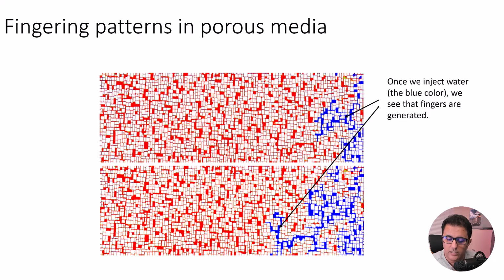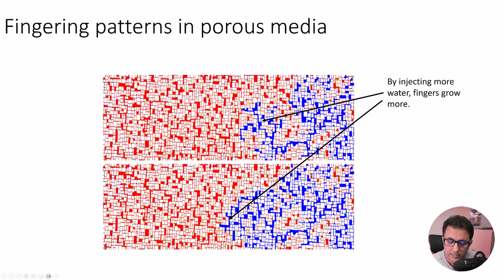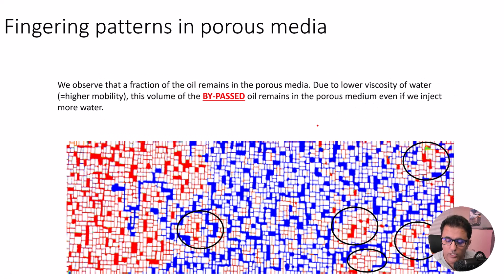What you see here, blue means water, red oil, and as I said, white corresponds to grains. Once the water is injected into this micromodel, you see the development of fingers. So the more water that is injected, the fingers grow more and more. And you see that after a while, a fraction of oil is bypassed by water.